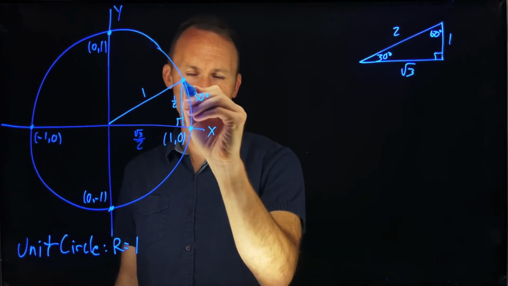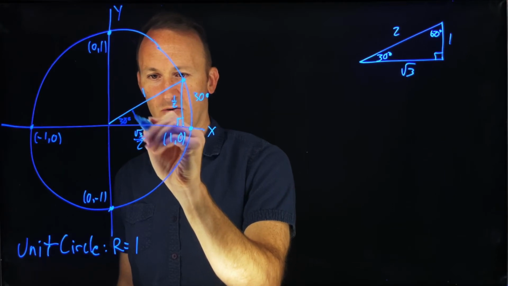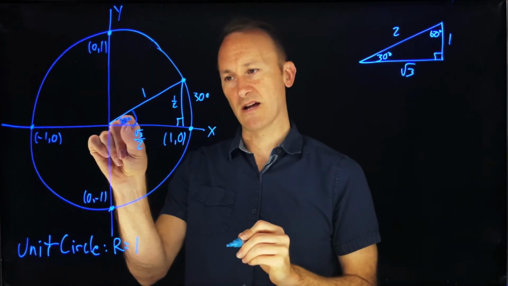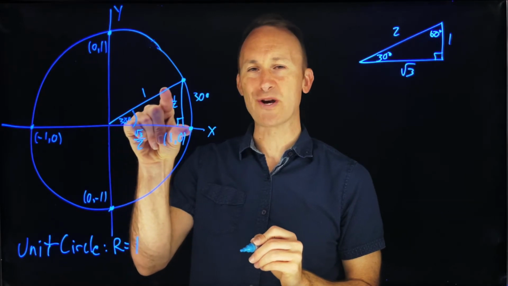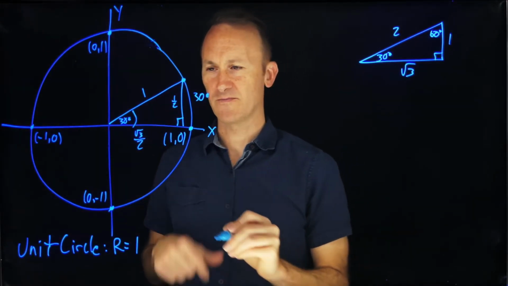Now the 30 degrees, which I put on the outside, is also here on the inside. Because this is kind of cool. The way that angles work is that it spreads out and the arc is always 30 degrees no matter how far you go. Okay, it's kind of cool.